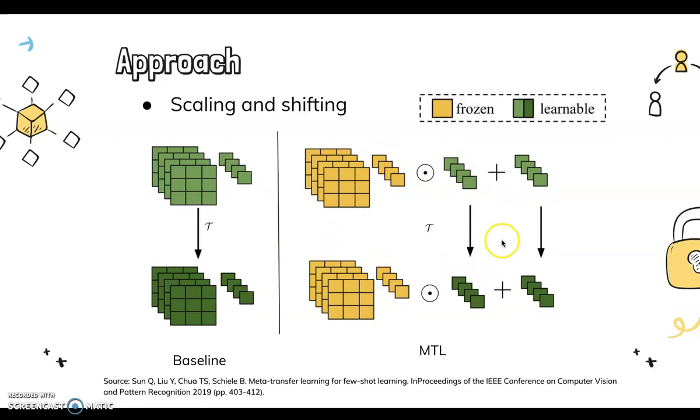As shown in the picture, the parameters in the original network are frozen, and only the scaling and shifting parameters are being updated during the training process. We can see that the method significantly reduces the learnable parameters and increases the training speed.